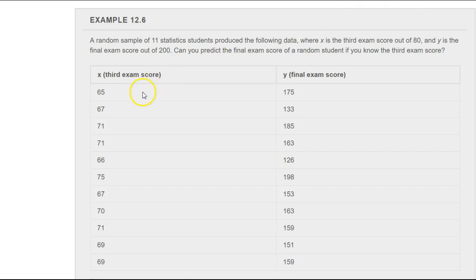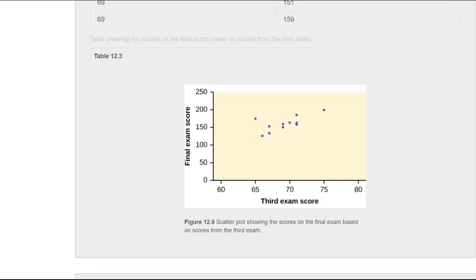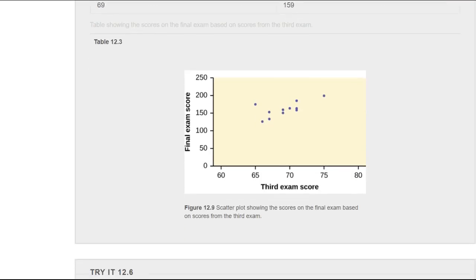So here's our list of 11 statistics students, their third exam score. Here are their Y exam scores. And if we plot them, it looks like this. Now thinking back at scatter plots, is there a relationship that exists here?